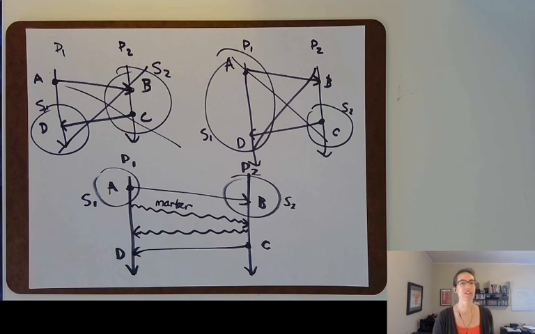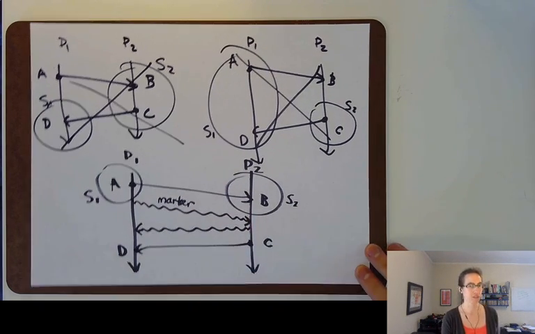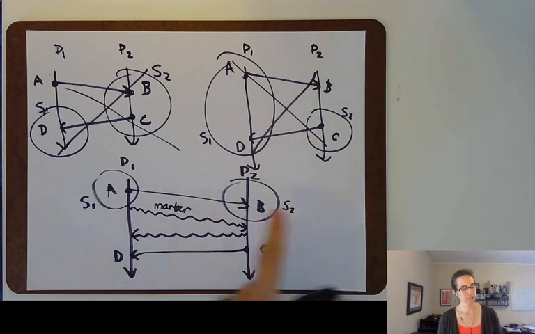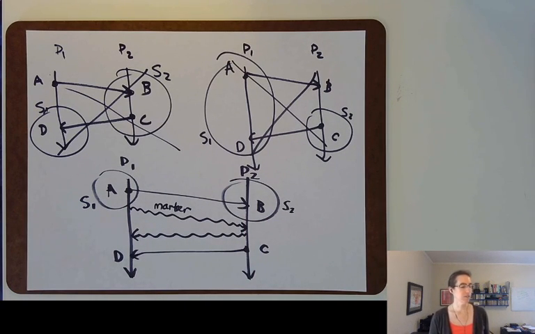Another question in chat is, are these independent snapshots or smaller pieces of a larger snapshot? I think I said that a second ago, but S1 and S2 here are snapshots of individual processes, and the purpose of this algorithm is to collect individual snapshots of processes that can then be later stitched together into a global snapshot that makes sense.